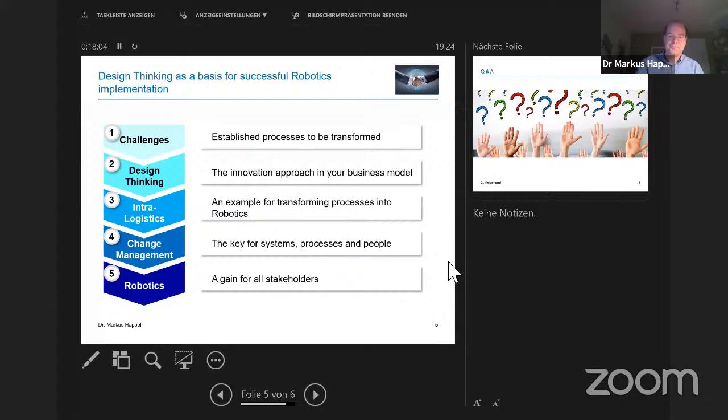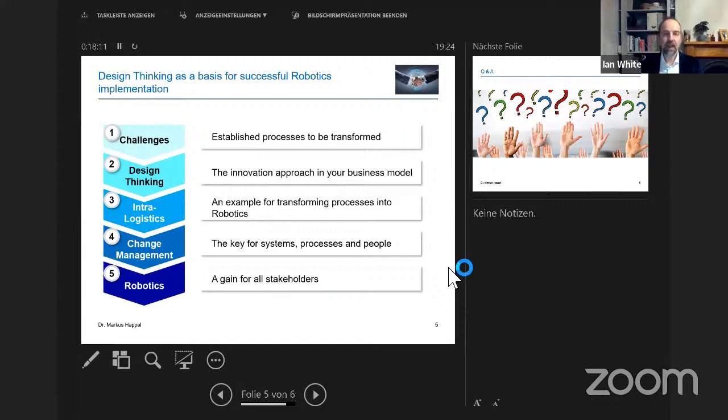Any questions? Fantastic. Thank you, Marcus. I think that was amazingly interesting in terms of the application of the design thinking that you took to Deutsche Post to do that introduction.